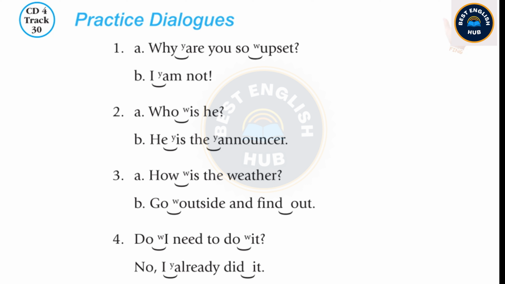Dialogues for practice. Linking vowel to vowel. Why are you so upset? I am not. Who is he? He's the announcer. How is the weather? Go outside and find out. Do I need to do it? No, I already did it.